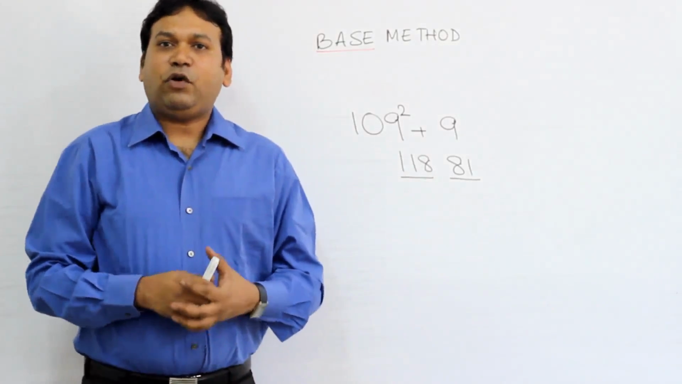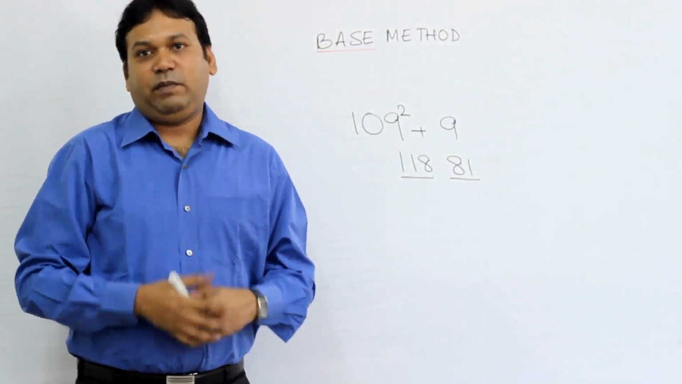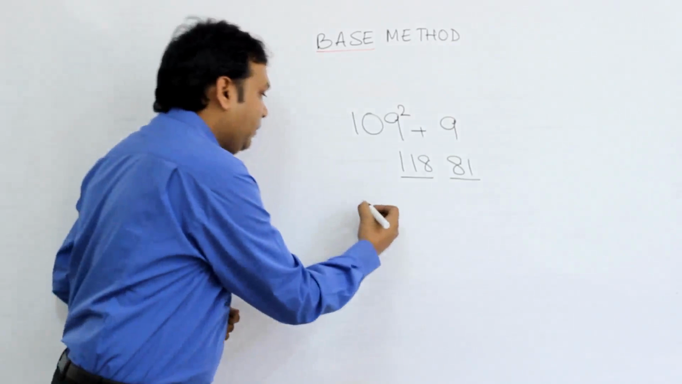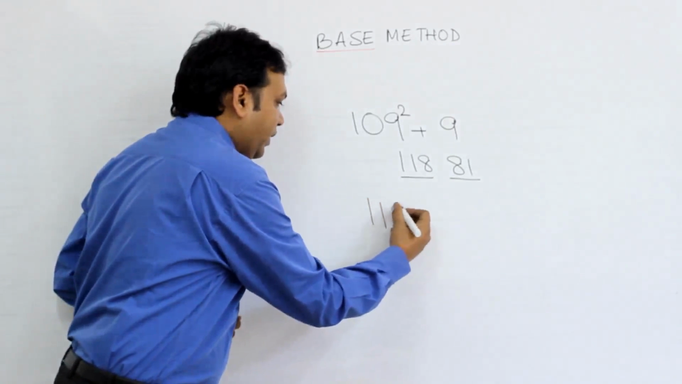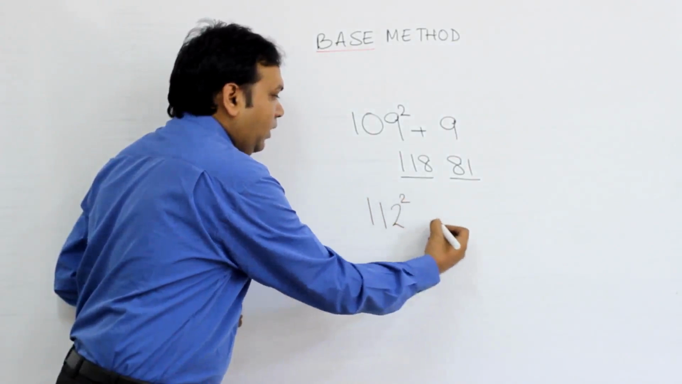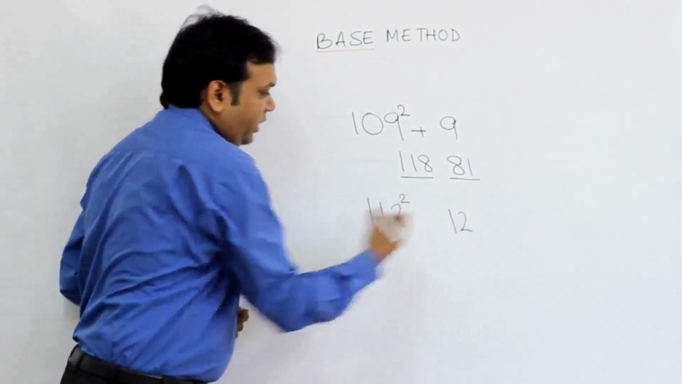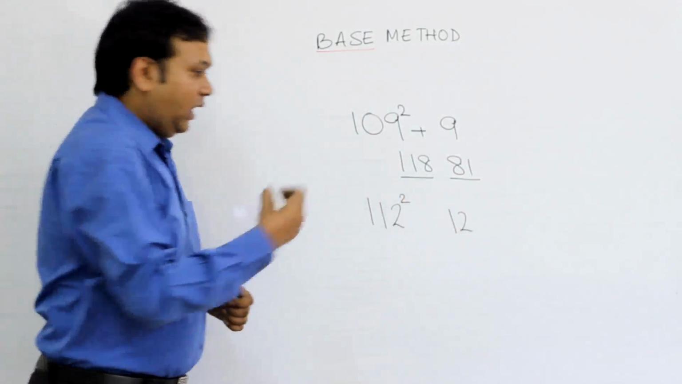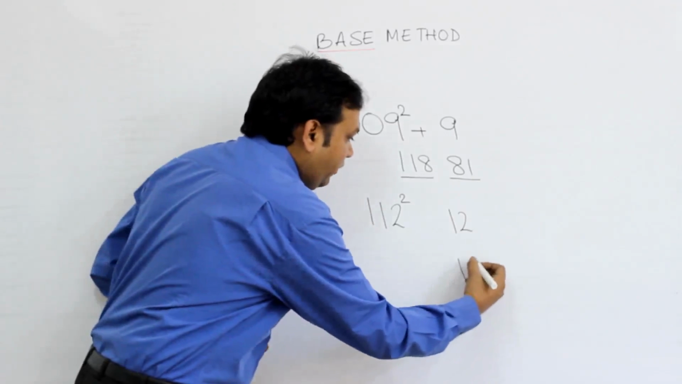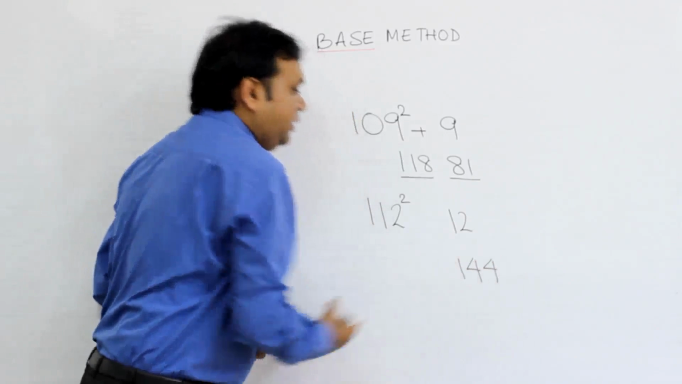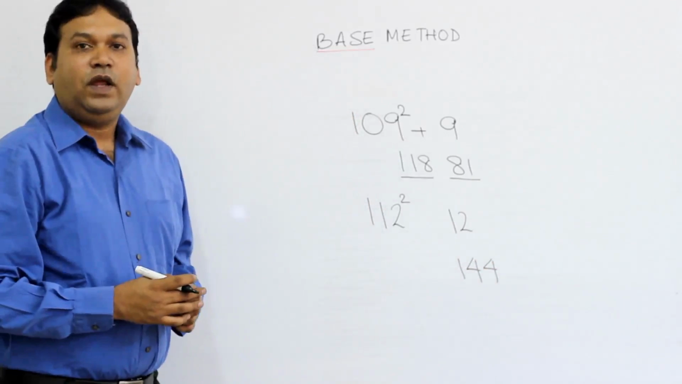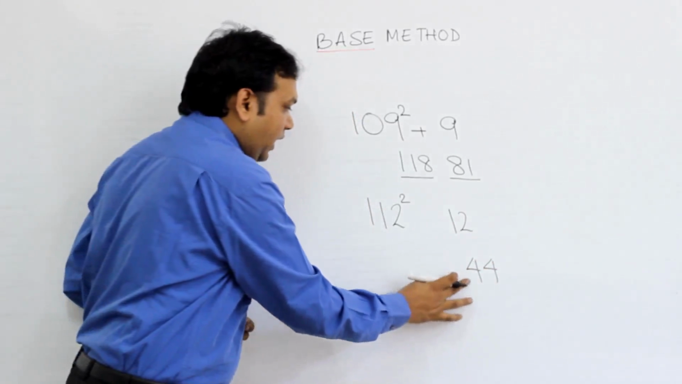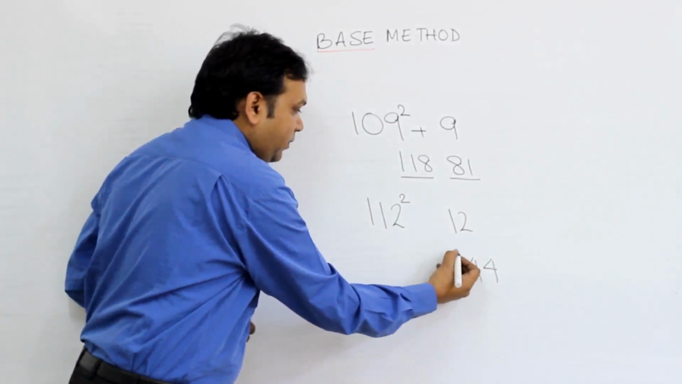Sometimes we also have to work with carries when we are working with the base system. So let's see an example. Suppose 112 square. It's 12 more than 100. And 12 square is 144. But here, we will not write 144. We will write it as 44 and we will take 1 as a carry.